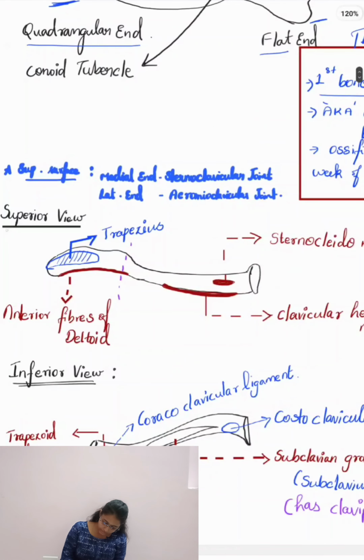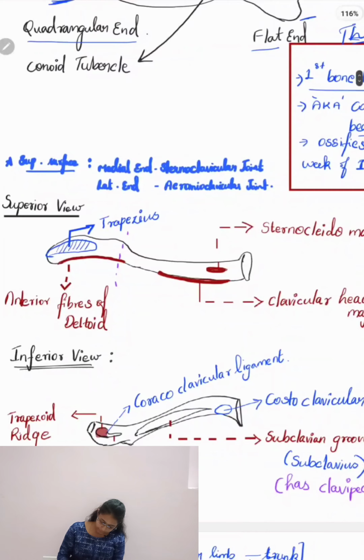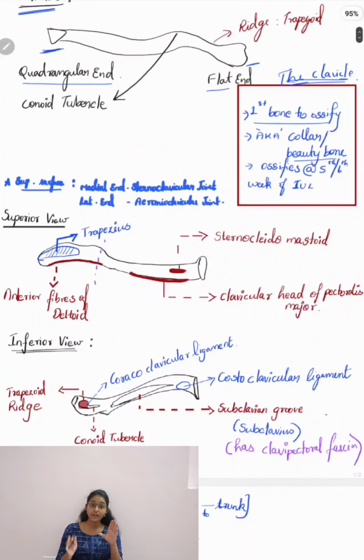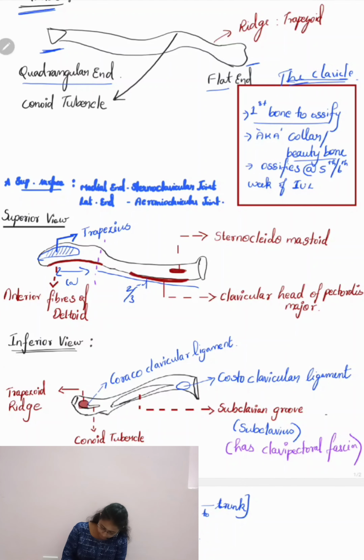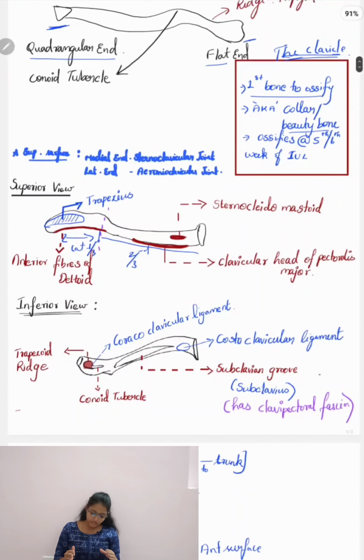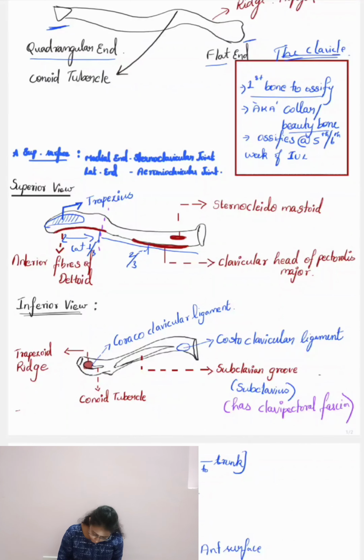Here is the superior view of the bone. First of all, we have to divide the clavicle into medial 2/3 and lateral 1/3. How do we divide this? This is the medial 2/3 part and here is the lateral 1/3. And there are a few muscle attachments to the superior surface, and here we go.